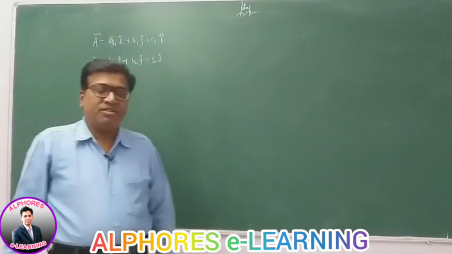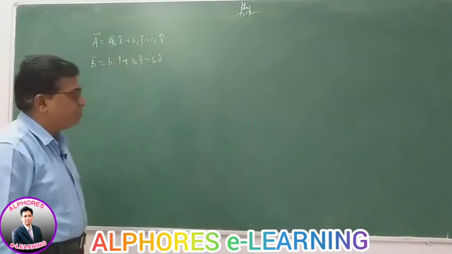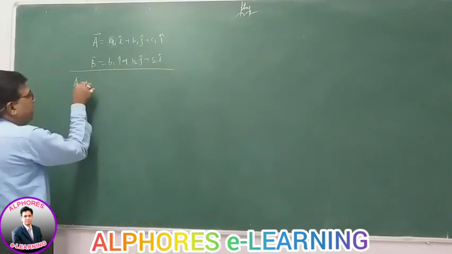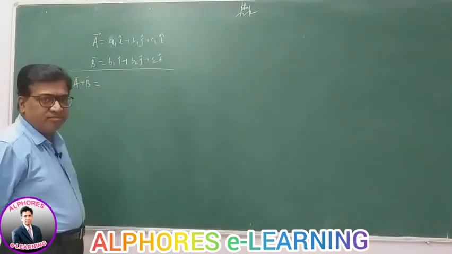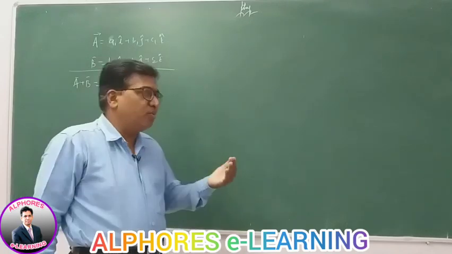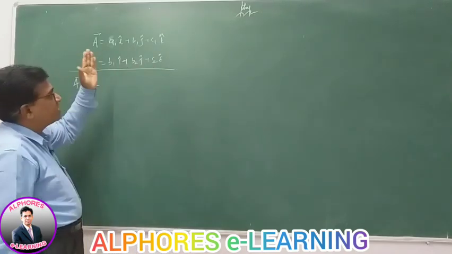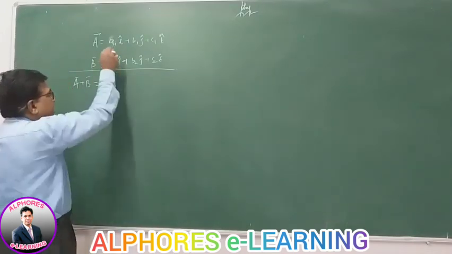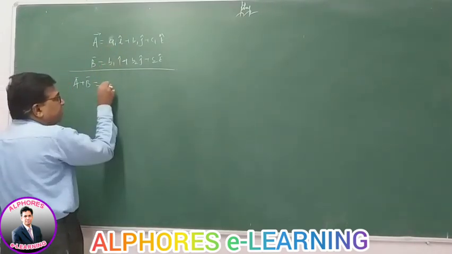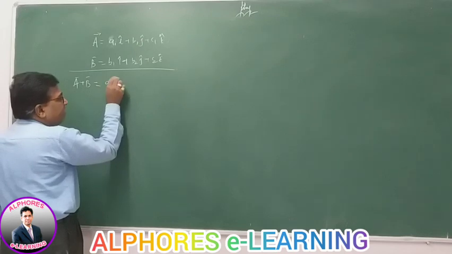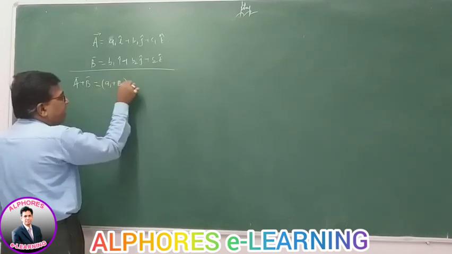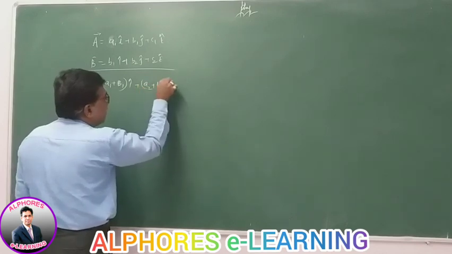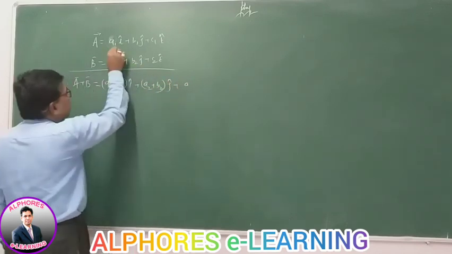Then you are asked to find the addition of the vectors a bar and b bar. So a bar plus b bar is what you have to find. Well, when you know the components along the xyz axes like this, then it's a simple addition. Just add the coefficients of the vectors, the components: a1 plus b1 of i cap, plus a2 plus b2 of j cap.